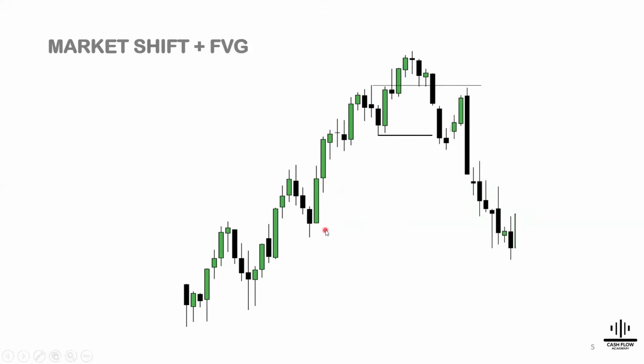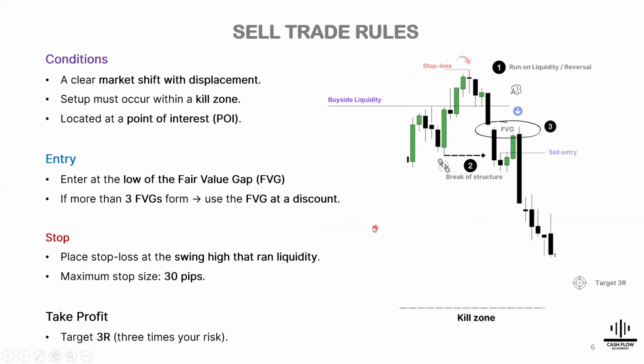All right. It's very simple, guys. Now, let's go straight to the rules. In order to have an organized trade system, I like to break my rules into conditions, entries, stop, and take profits to make things organized and objective. So for the conditions, you want to see a clear market shift with displacement, which I already explained. And this must happen in a kill zone. It could either be a New York kill zone, a London kill zone, or an Asian kill zone.